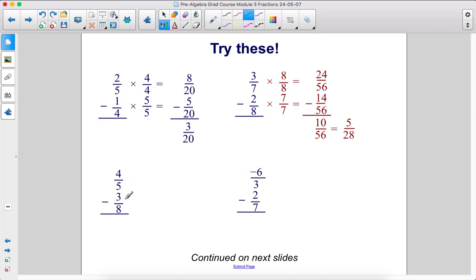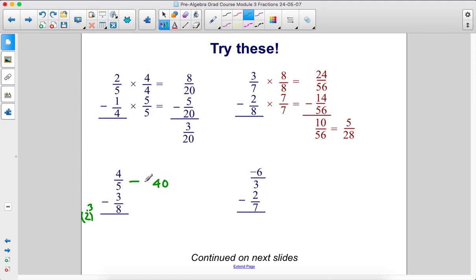4 over 5 minus 3 over 8. In this case, the lowest common denominator is also going to be just multiplying 5 times 8, which is 40. The way I know that is because 8 is 2 cubed, and that's a factor. 5 is also a prime factor. So to find the lowest common denominator, we're going to end up just multiplying 5 times 2 to the third, which is 5 times 8, which is 40.